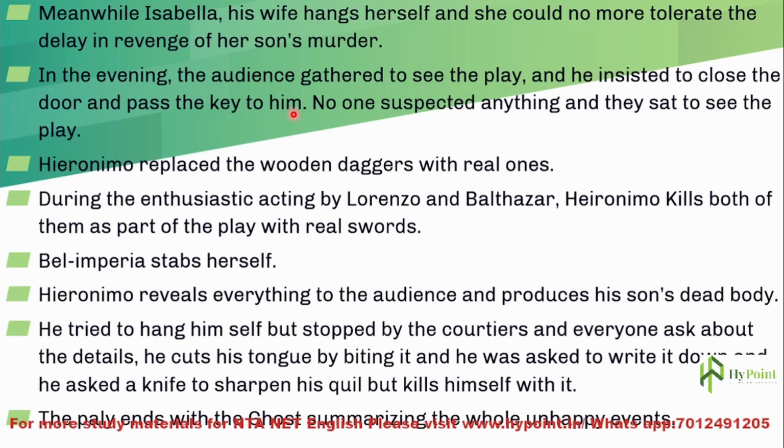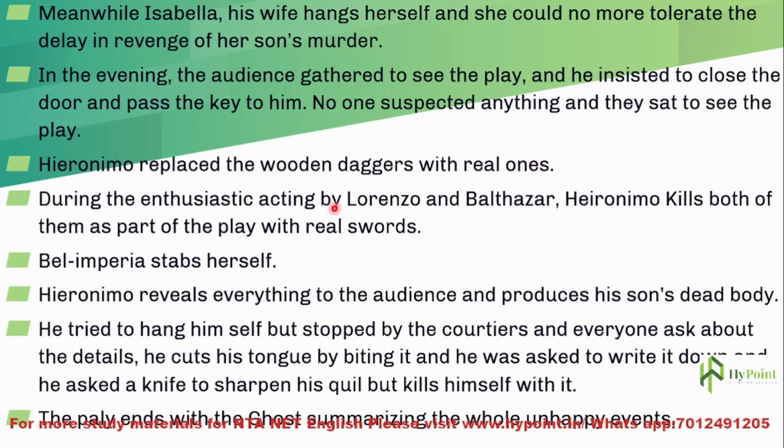So the audience was ready to see the play, and Hieronimo replaced the wooden daggers with the real ones. In a play, murders are not real, so they use wooden daggers instead of real iron steel daggers. But Hieronimo replaced the wooden daggers with the real ones, so they will not suspect the murder that is going to happen inside that play. Since it is a tragedy, murders are going to happen, so it won't be suspected so soon, right?